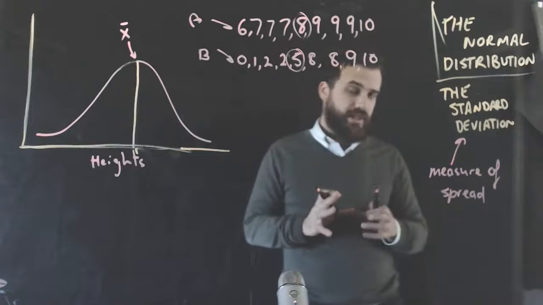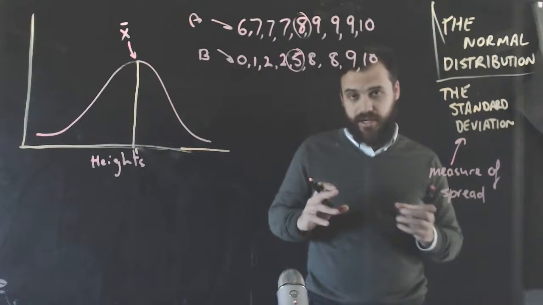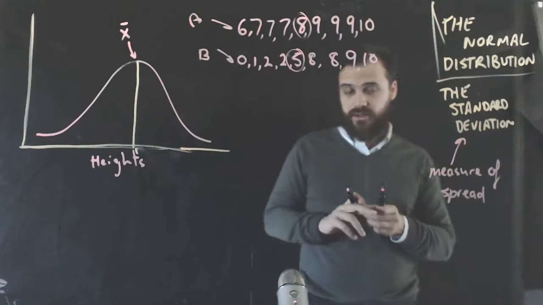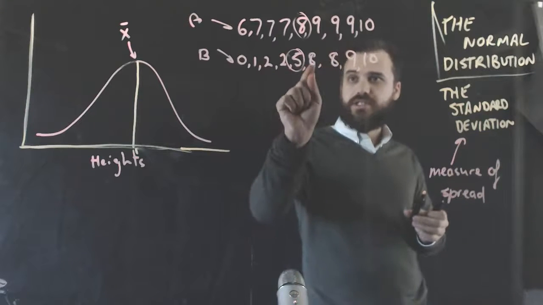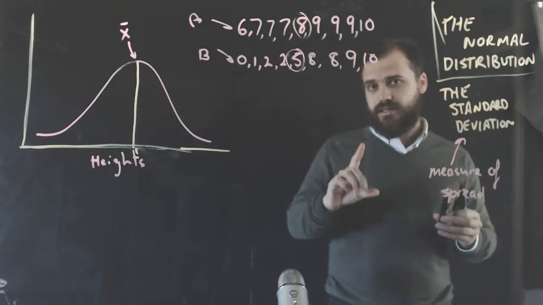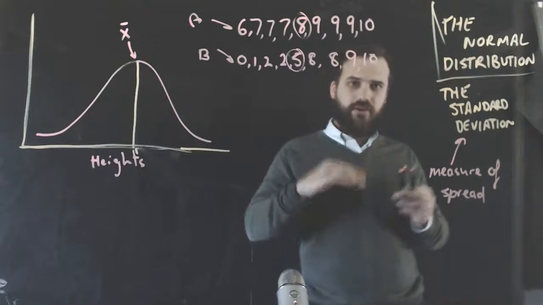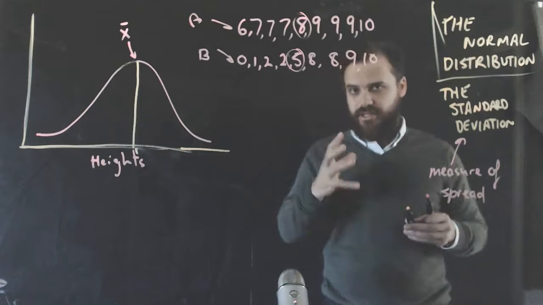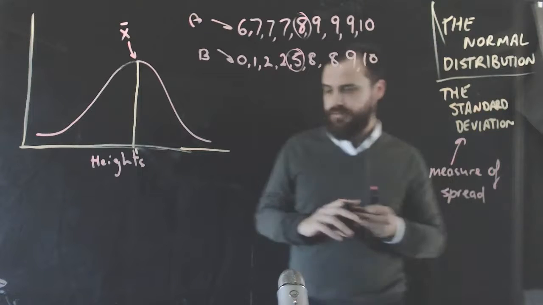Now the way to calculate standard deviation is complicated. It's too complicated for this video. But basically it's finding the average distance from each point to the mean. Doesn't matter though. What matters is how many people are in a standard deviation. This is how we're going to define standard deviation.